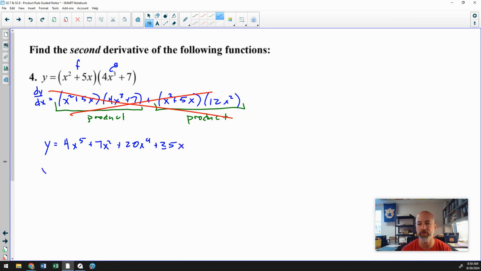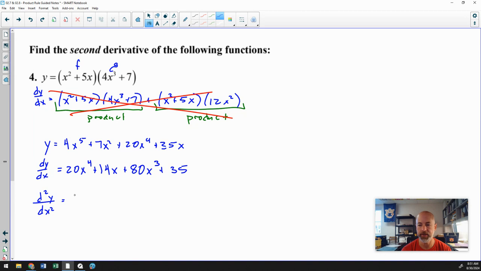Now, look at this derivative. Look how clean this is. Now we just have power rules. Derivative of 4x to the fifth, 5 times 4 is 20, and 5 minus 1 is 4. Derivative of 7x squared is 14x. 20 times 4 is 80. X, 4 minus 1 is 3, and the derivative of 35x is 35. And now for my second derivative, I'm going to go Leibniz again. I'm going to say dy dx. In Leibniz notation, the second derivative is d squared y over dx squared.